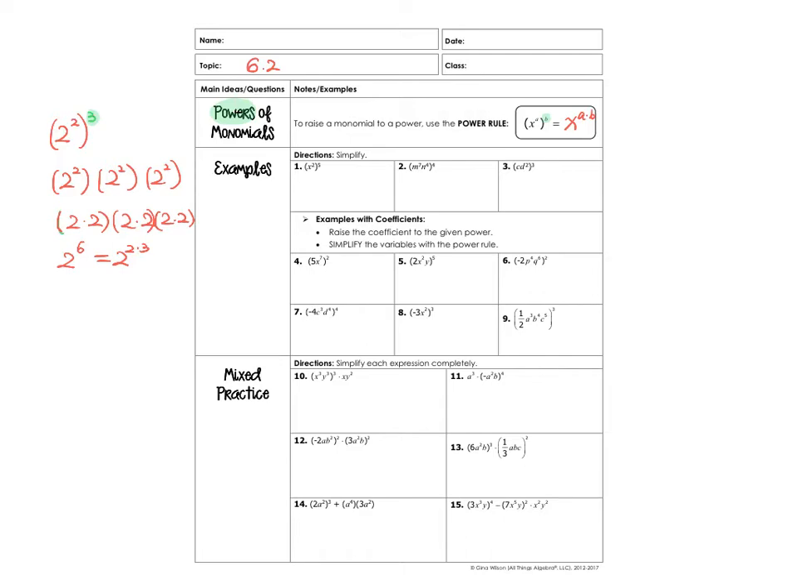Okay? So do not get confused with this. If I have x raised to the power of 2 times x raised to the power of 3, I have the same base. Remember? That has the same base. When I have the same base, I add the powers together. And so my final answer is x raised to the 5th. So that's different from the power rule.